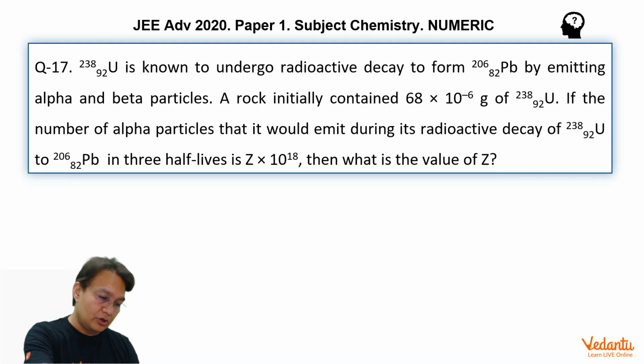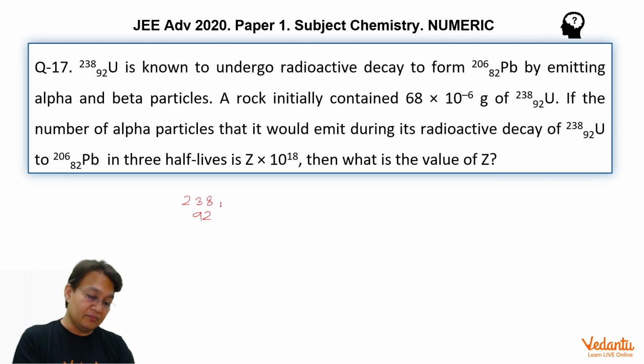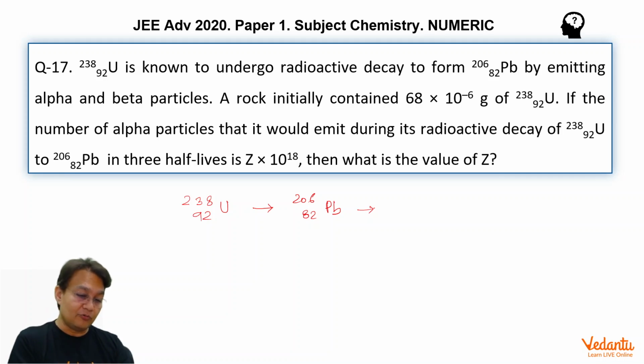So, how to solve this problem? Let's see a few steps. First, let's collect what to do in this problem. First of all, you must calculate that when uranium-238 changes to lead-206, how many alpha particles it will emit. First thing, we'll calculate that.